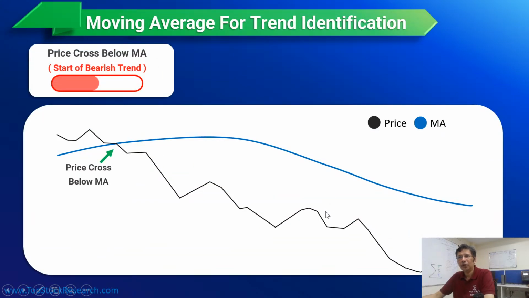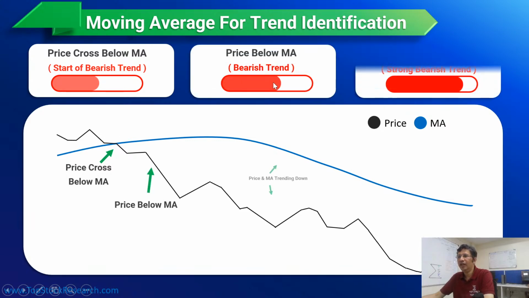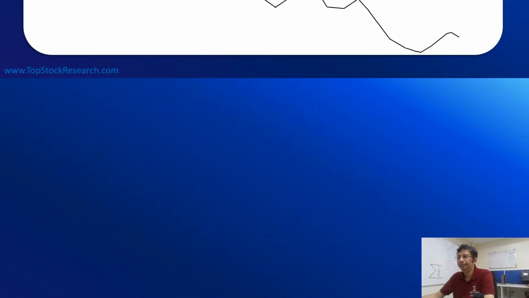Similarly, just the opposite of that is the bearish crossover. So crossover, price below the moving average, bearish trend, and then price and moving average both trending in the same direction, which is the downtrend.